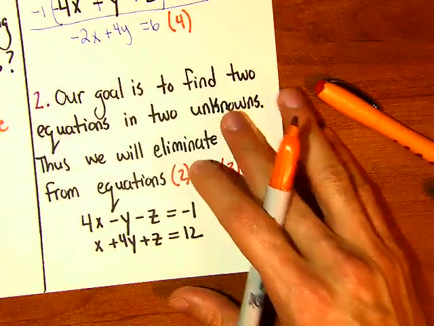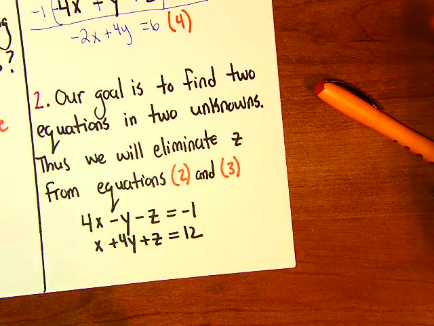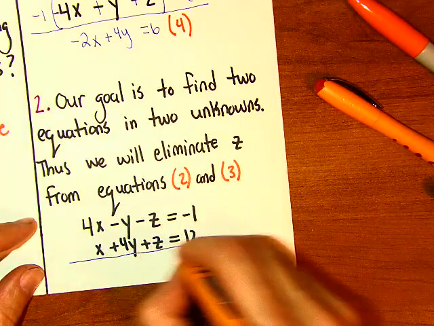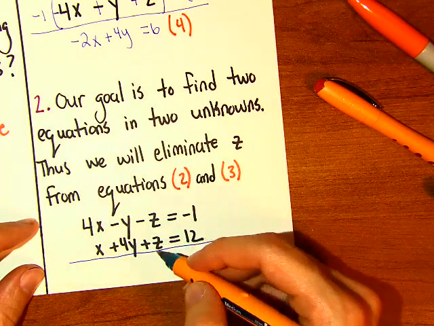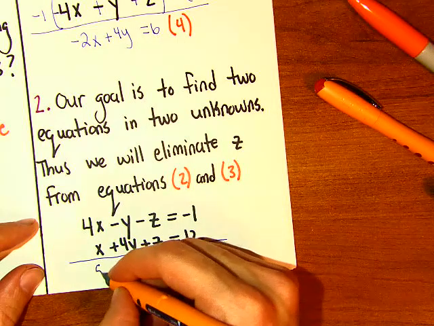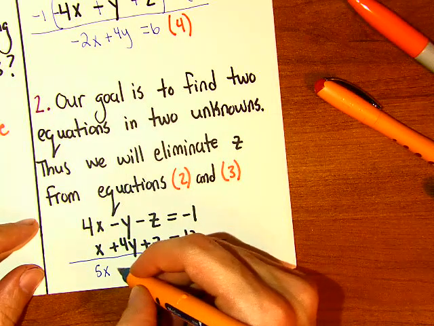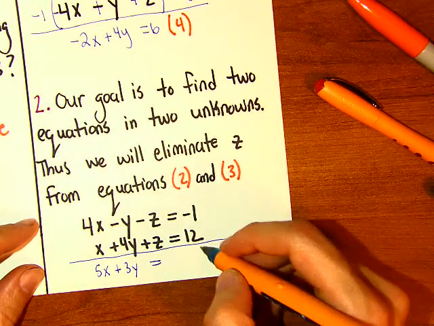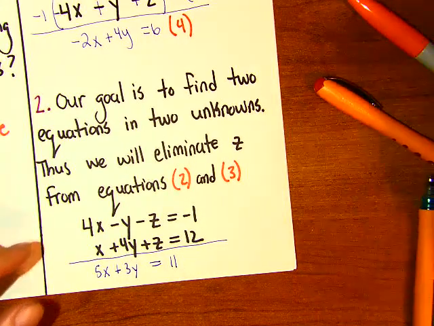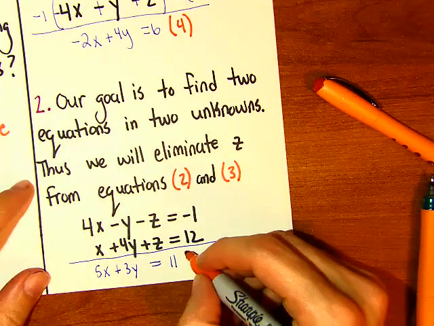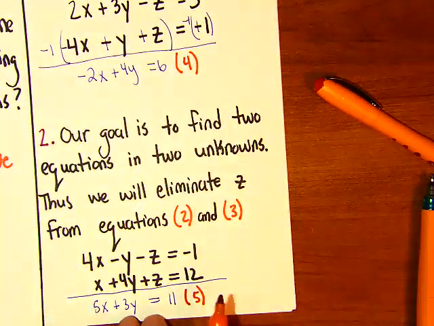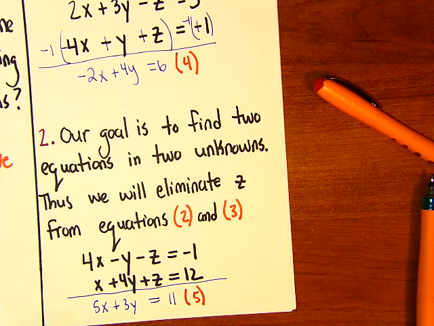So let's see what happens. Let's eliminate the z here. And to eliminate it, all we have to do is just add these two equations. So it already eliminates itself. You have a minus z and a plus z. So this is 5x plus 3y, and this cancels. This becomes 0, is equal to 11, okay? And we're going to hold on to this equation and call it equation 5. We just created equation 4 and equation 5. Okay, so let's hold on to them. So now, let's move on.